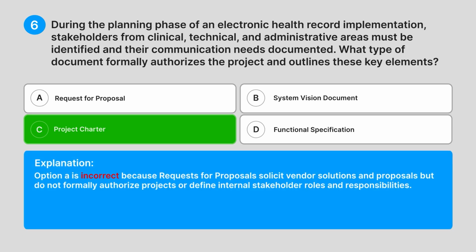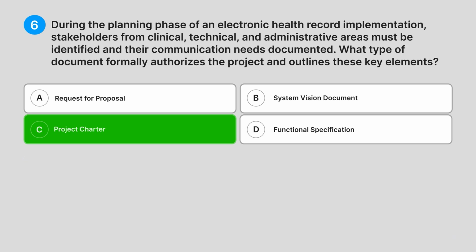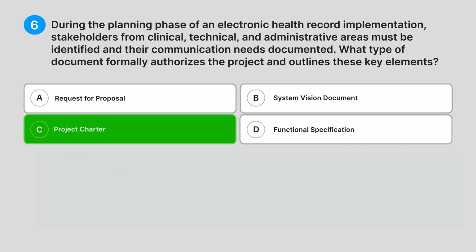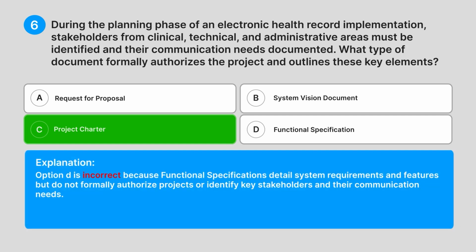Option A is incorrect because requests for proposals solicit vendor solutions and proposals, but do not formally authorize projects or define internal stakeholder roles and responsibilities. Option B is incorrect because system vision documents define scope and capabilities of new systems, but do not formally authorize projects or specify budget and timeline parameters. Option D is incorrect because functional specifications detail system requirements and features but do not formally authorize projects or identify key stakeholders and their communication needs.